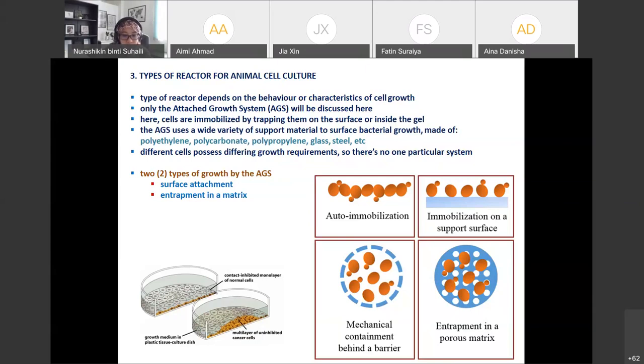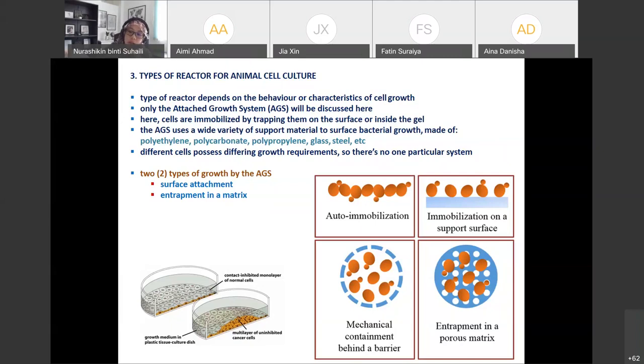So this is what we call monolayer attachment. Each of these are cells. It's only one layer. That's why it's called monolayer. So this bulk flow refers to the flow of the media. So this one, for example, is the roller bottle. Of course, you cannot see the animal cells attached on the surface. But what happened actually, the cells are attached on this one.